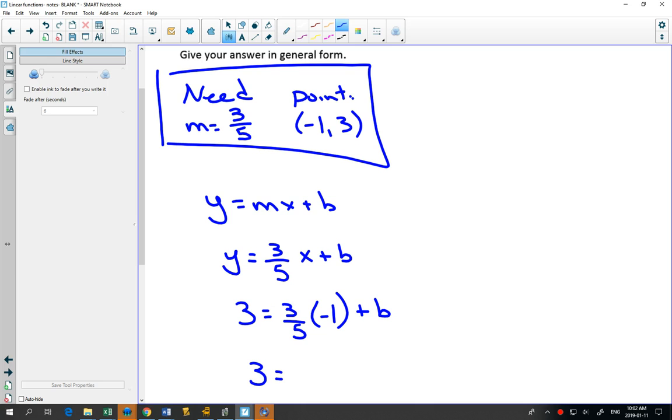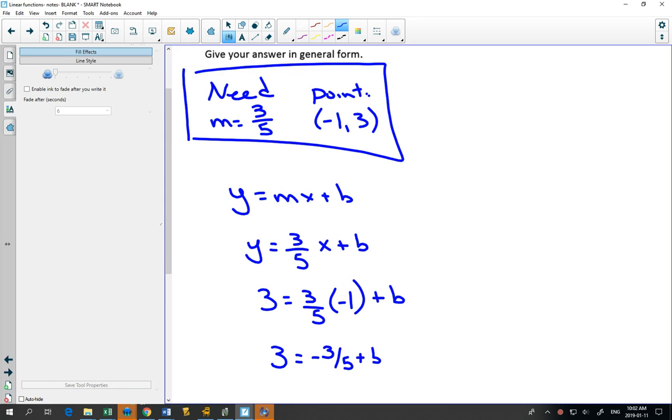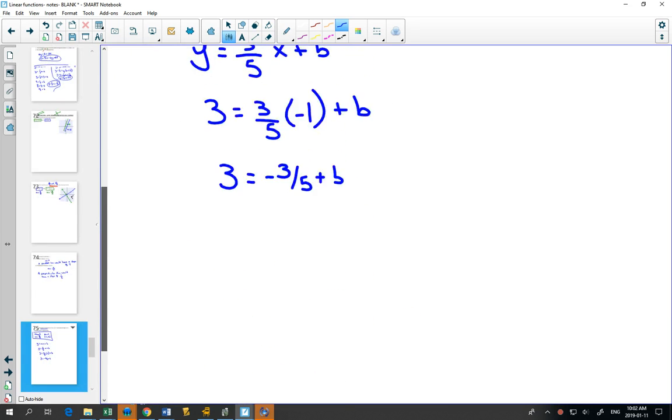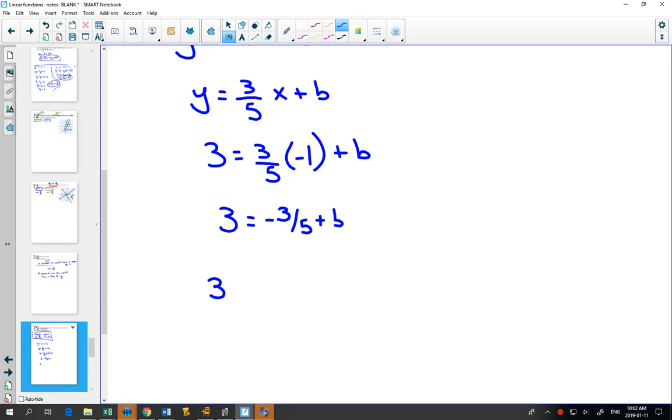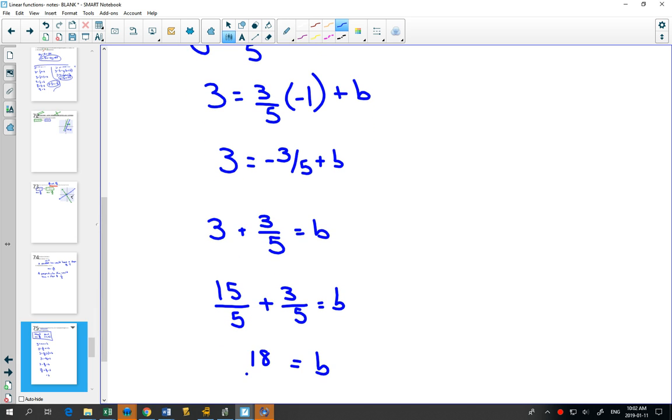So we would get 3 equals negative 3/5 plus b. If I wanted to get b by itself, I would have to add 3/5 to both sides. How do you add fractions? You need a common denominator, so 3 is 15 over 5 plus 3 over 5. And so I get b is equal to 18 over 5. So my equation of my line, I can now write it out, is y equals, my slope was 3/5, and my b value was 18 over 5. And we would be done unless we read the question and it says write it in general form.